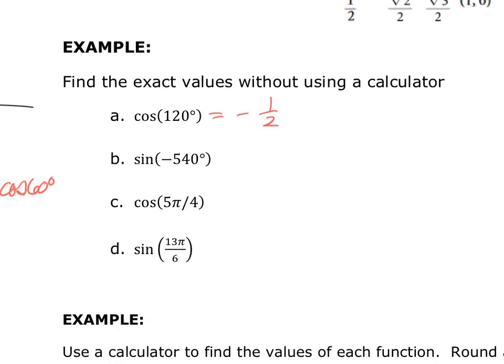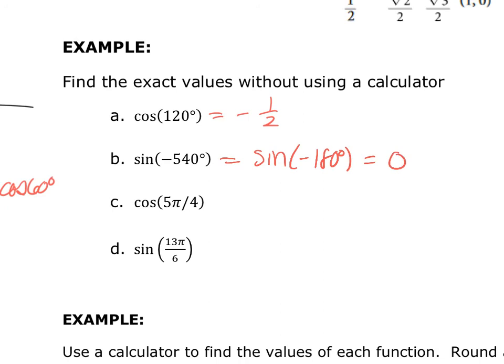So we take a look at the sine of -540. The first thing I want to do is pull off one full rotation of 360 so I can find where I am. When I pull off one full rotation, the coterminal angle is -180. So this equals 0.